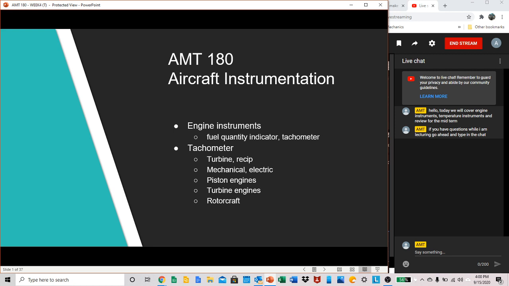Okay, so here we are again, AMT 180 aircraft instrumentation. Today we're going to cover temperature instruments and the remainder of some of the engine instruments that we have covered a little bit, but we'll talk a little bit more about them. And then I'll also talk about the midterm that you guys have on Thursday.